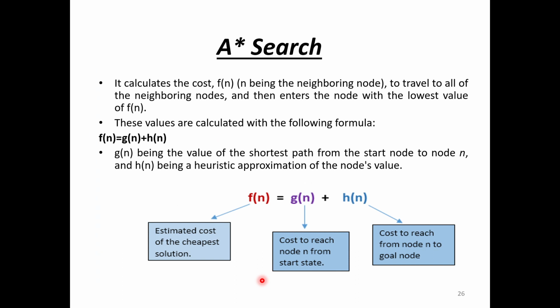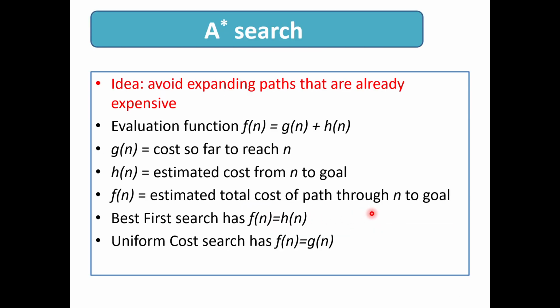What do you mean by g of n? It's nothing but the cost from the particular node to the root node, the starting node, and h of n is nothing but the cost from the particular node to the goal state. These two are added to make the estimated cost. So f of n is equal to g of n plus h of n is the formula of the A-star algorithm. g of n is the cost so far to reach n, and h of n is the estimated cost from n to the goal. f of n is the estimated total cost.